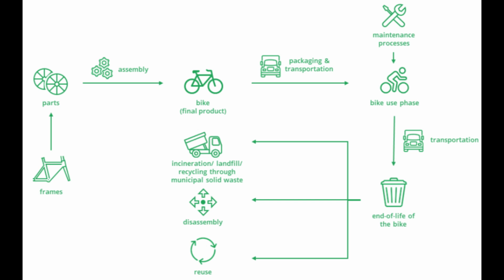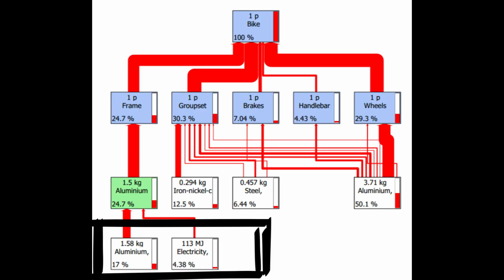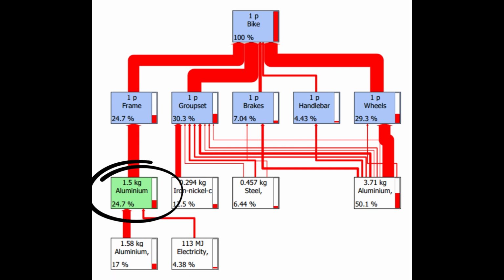Hello everyone! In this video of the Bicycle LCA series, we will start LCA with modeling of aluminium frame and then interpret the results of LCA. To give you an overview of the network diagram, we will start by adding raw aluminium and use electricity to produce 1.5 kilograms of aluminium needed for frame manufacturing.